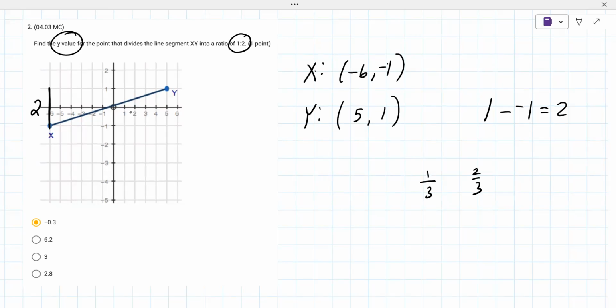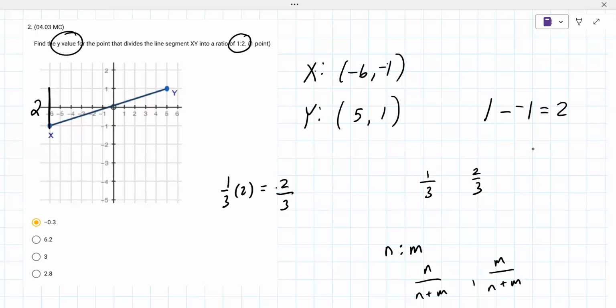Now, if you wonder how you get that, the way the ratio works is if you have n to m, it's n over n plus m, and m over n plus m. So what is 1/3 of the way from 2? What's a third of 2? 2/3. 1/3 of 2 is 2/3.